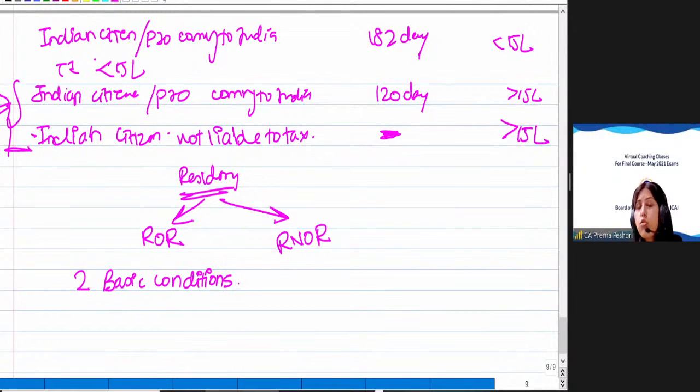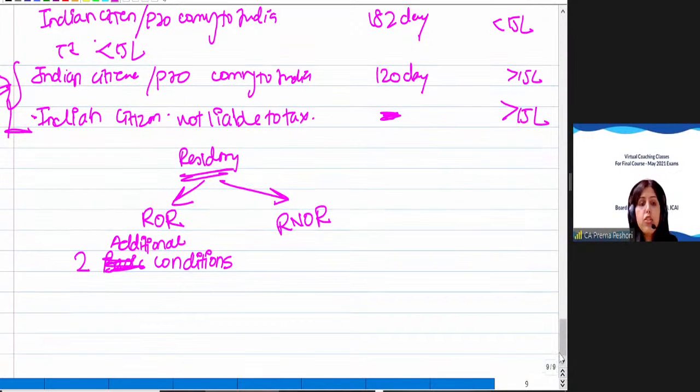If he fulfills two basic conditions. If either of the conditions is not fulfilled, he would be considered as resident and not ordinary resident. Now, what are the two additional conditions?